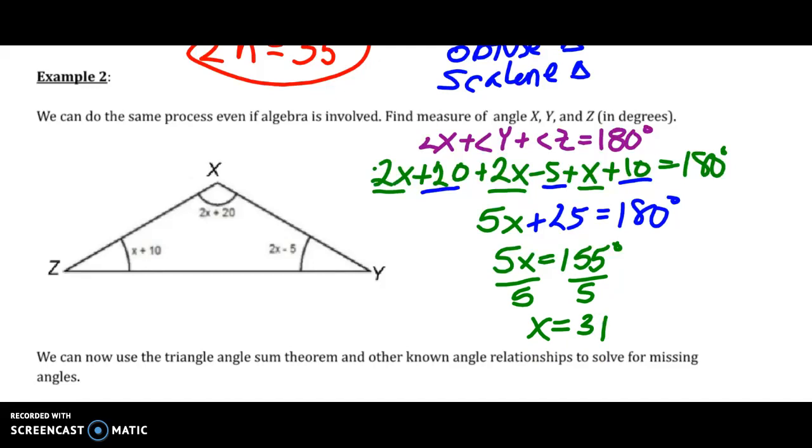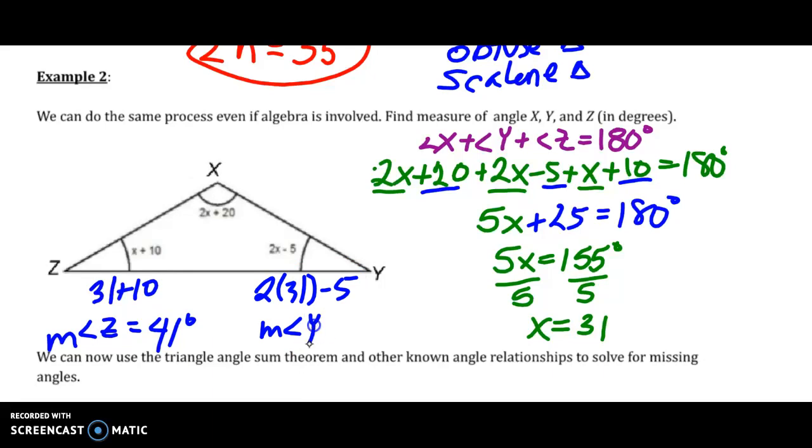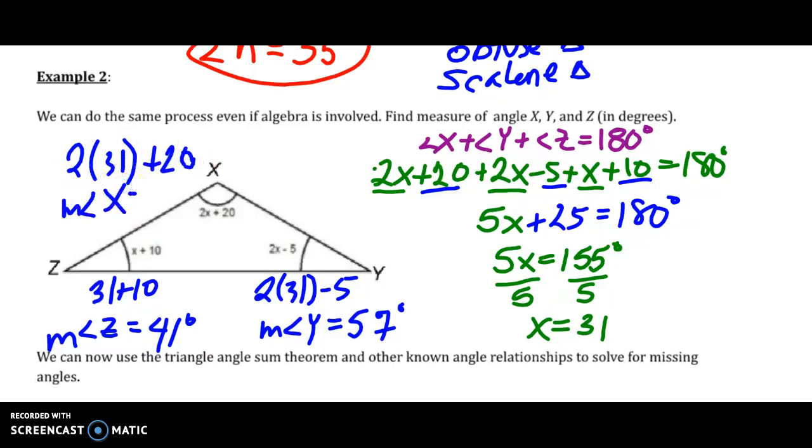So we need to substitute back in 31 plus 10. So the measure of angle z is 41. 2 times 31 minus 5 will be the measure of angle y, which is 57 degrees. And 2 times 31 plus 20 will be the measure of angle x, which is 82.